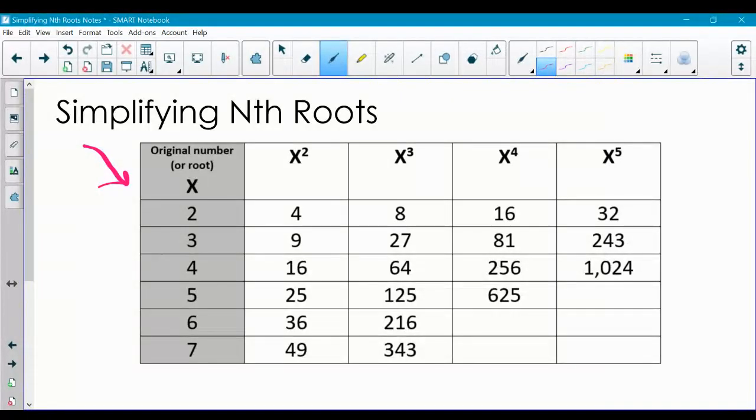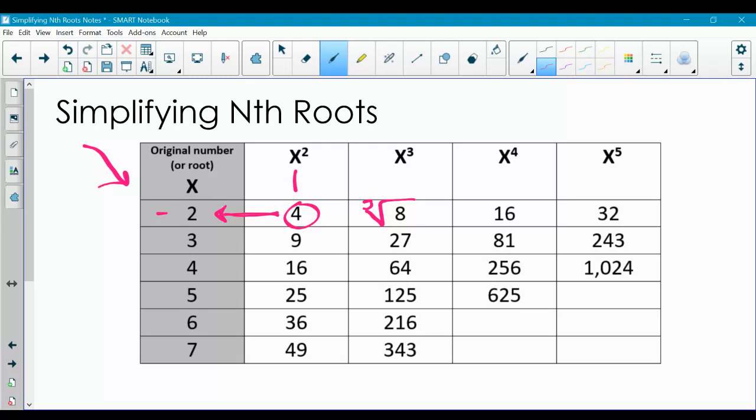So if we start with the 2, we know that we can plug it in to 2 squared, and we know it's 4. That means the square root of 4 is going to give us back our 2. So we can work our way through this table and understand that if we take the cubed root of 8, we're also going to get back that original 2.